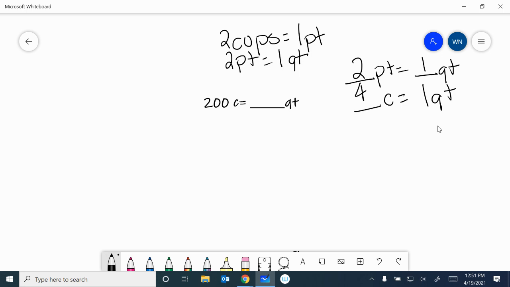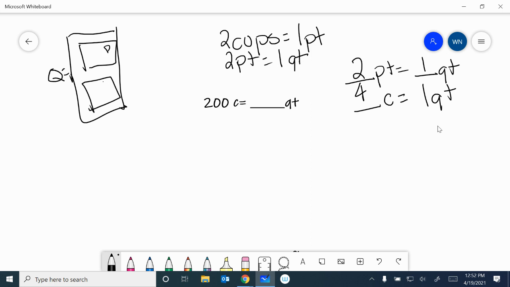Let's think about that one more time. So I've got a quart here. This is a quart. Inside that quart, there are 2 pints. So here's a pint, here's a pint.